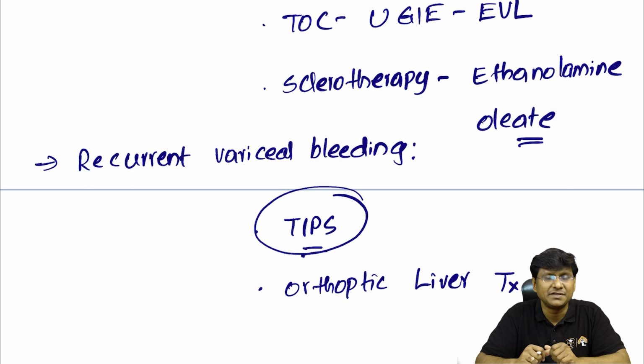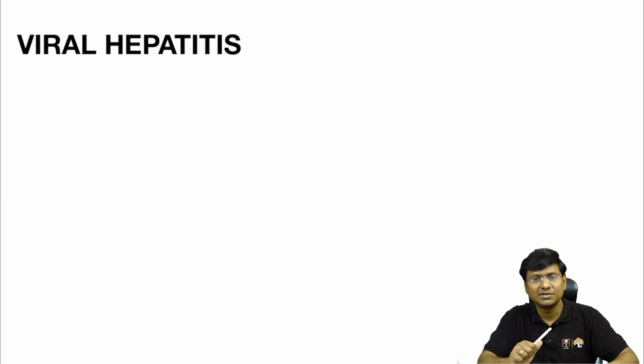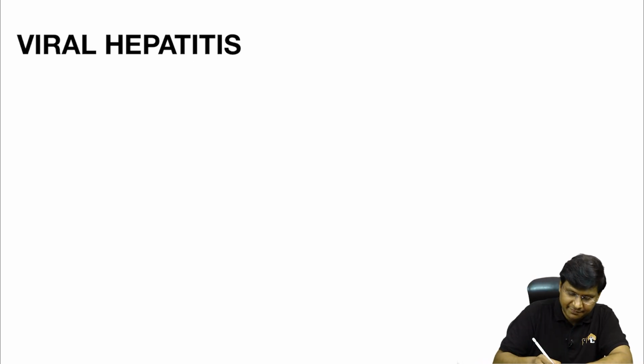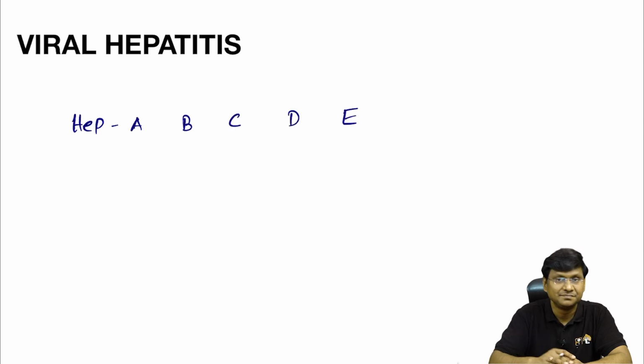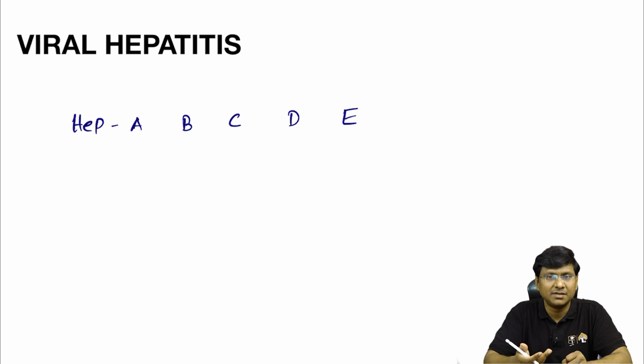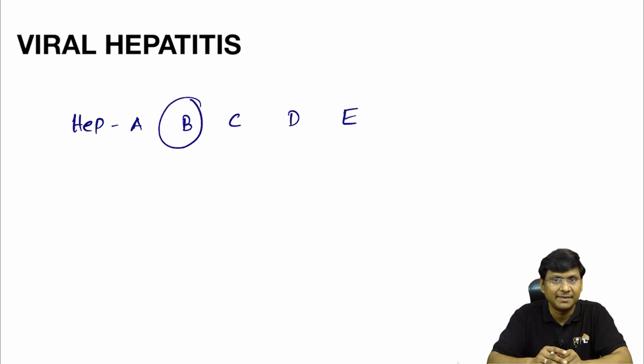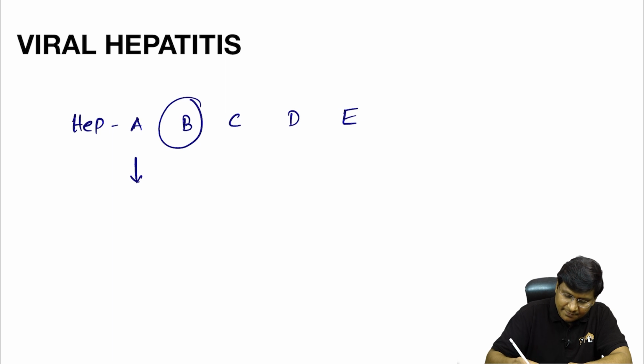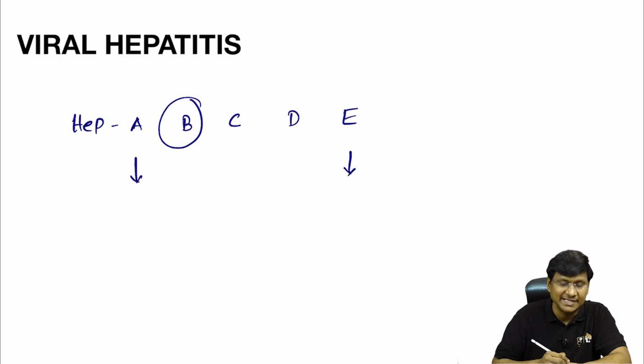The next important topic for quick revision in the hepatobiliary system is viral hepatitis, where we need to discuss mainly hepatitis B, its serology and its treatment. Among the viral hepatitis, we have hepatitis A, B, C, D and E. Very important from the clinical point of view is hepatitis B. And what are the modes of transmission of these hepatitis viruses?